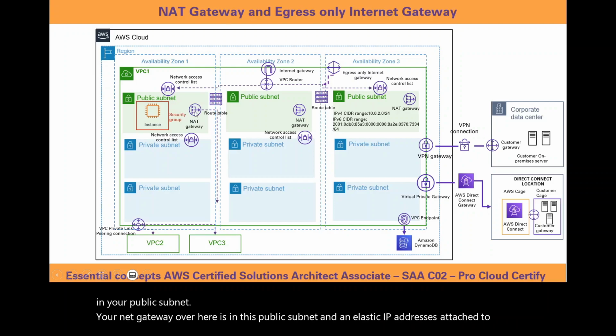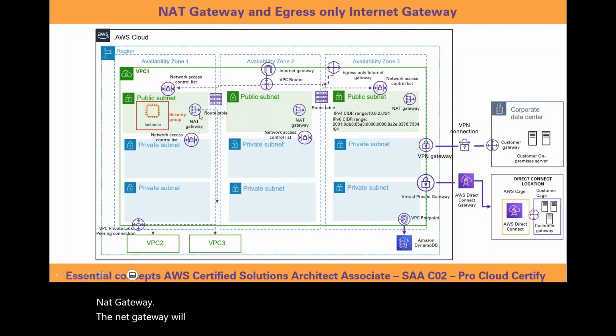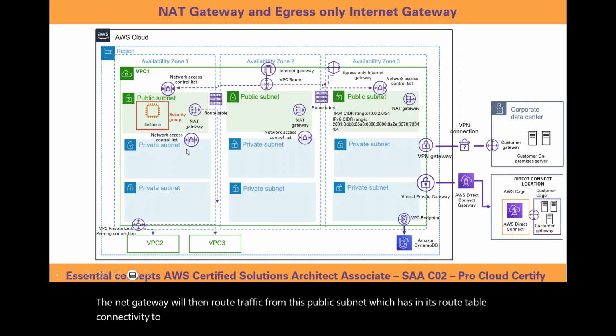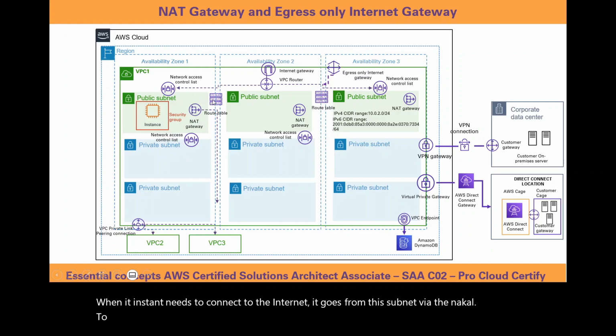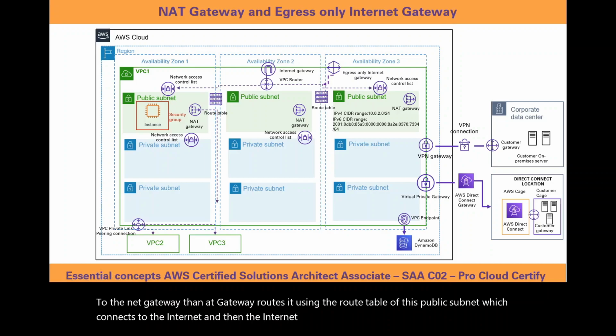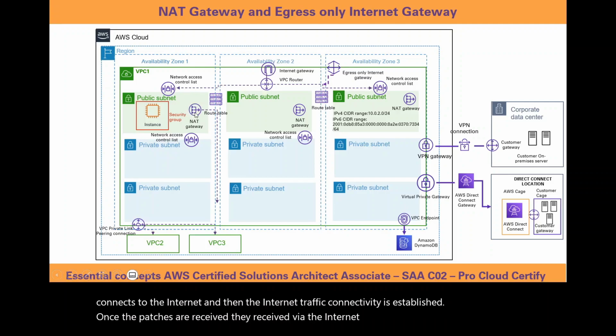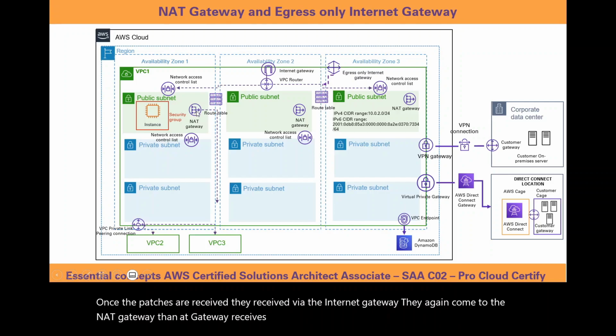The NAT gateway will then route traffic from this public subnet, which has in its route table connectivity to the internet. So when an instance needs to connect to the internet, it goes from this subnet via the NACL to the NAT gateway. The NAT gateway routes it using the route table of this public subnet, which connects to the internet, and then the internet traffic connectivity is established. Once the patches are received, they are received via the internet gateway. They again come to the NAT gateway. The NAT gateway receives it, and then it does the network address translation, and it directs the internet traffic only to the specific EC2 instances in the private subnet.